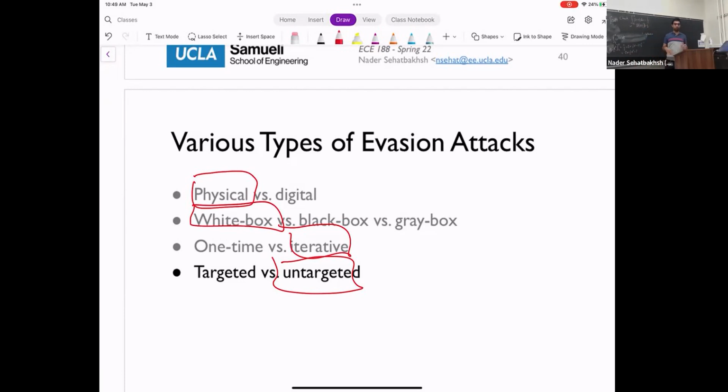Basically, you need to know what your threat model is and what exactly you are trying to protect from, right? And on the adversary side, the adversary needs to know what their capabilities are, and then based off that, design their attacks, okay? Whether I have access to the physical domain or digital domain or both, whether I have knowledge about the structure, whether I can iteratively query the model, whether I want targeted or untargeted, and so on and so forth.